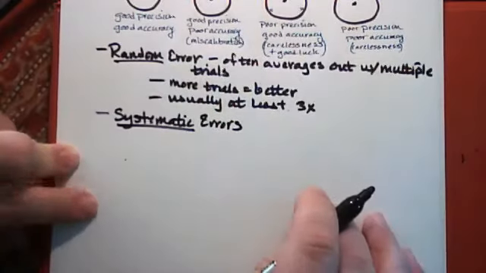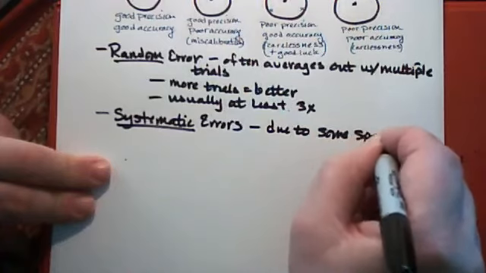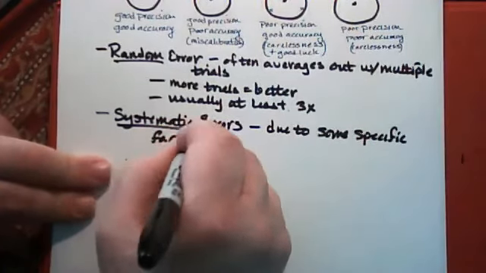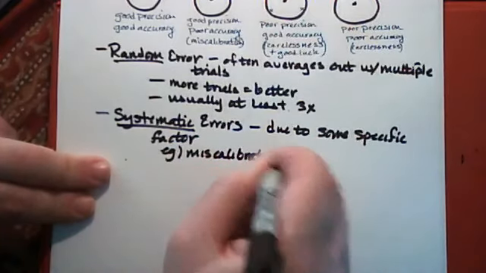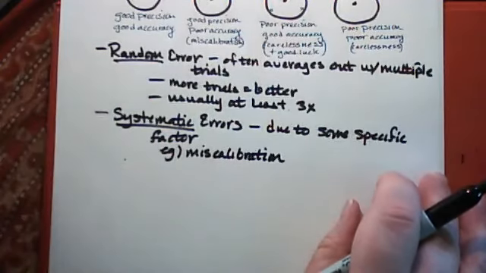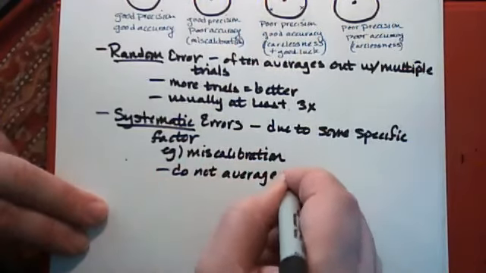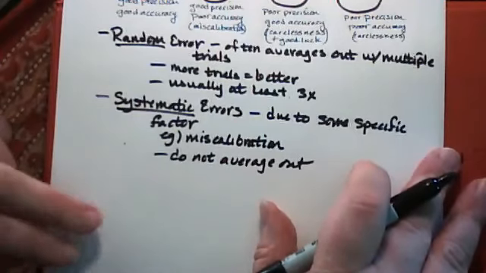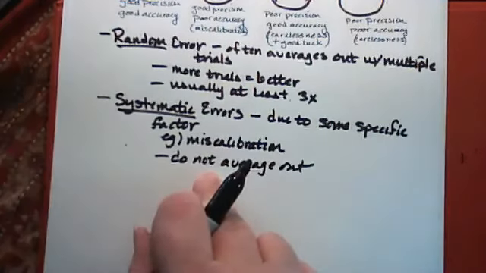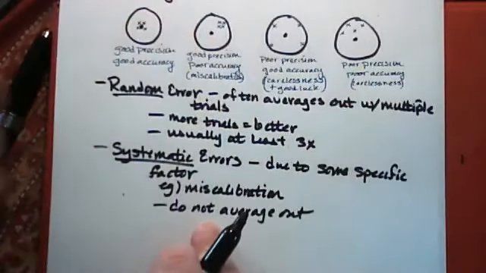And the other type of error would be systematic errors. Those are due to some specific factor. And a classic example of this, again, would be miscalibration. So the balance reads 1 gram when nothing is on it, when it should read 0. These errors don't average out. So multiple trials really won't help you here unless at some point you notice that the instrument's miscalibrated and fix it. It's not going to help. And it's because of this that you can get this example, good precision and poor accuracy. That tends to be because of stuff like miscalibration.